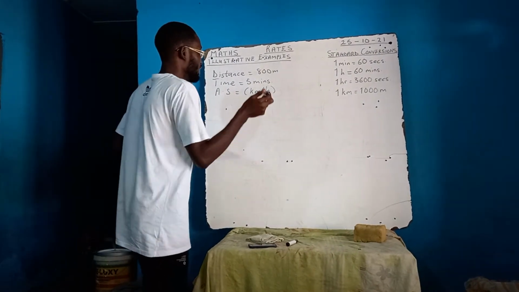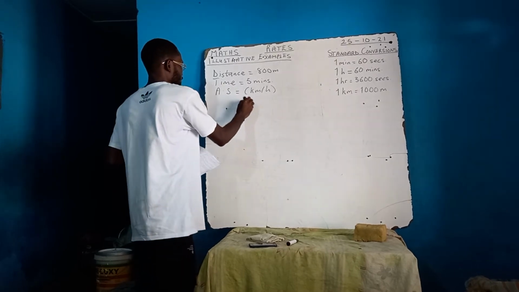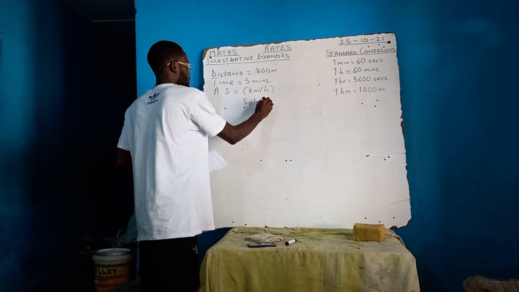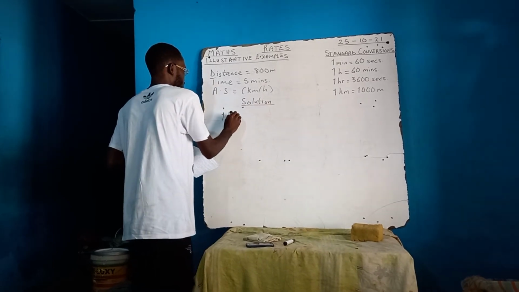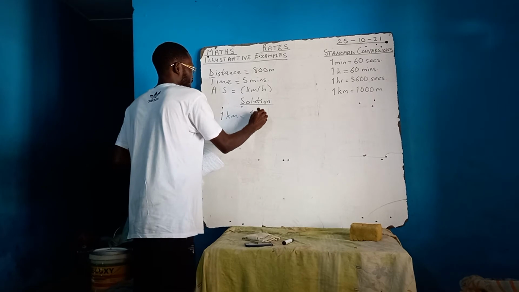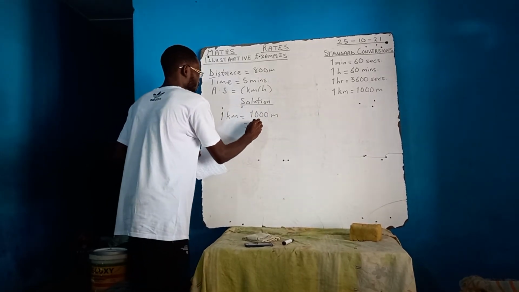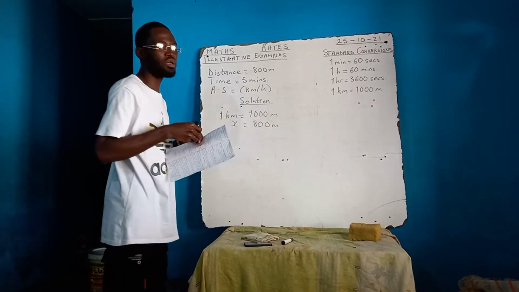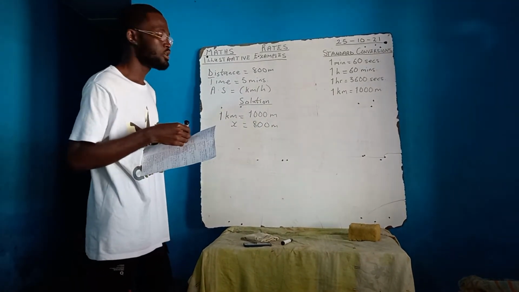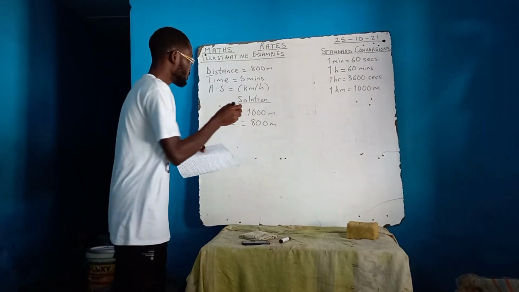Tackling distance, we have per our standard conversion, 1 kilometer. So solution: we have 1 kilometer equals 1,000 meters, but we have 800 meters and we don't know its actual conversion in kilometers. So per our usual norm, we are really going to cross multiply.